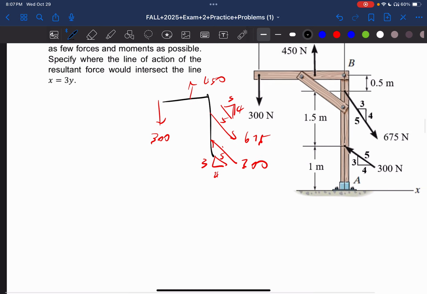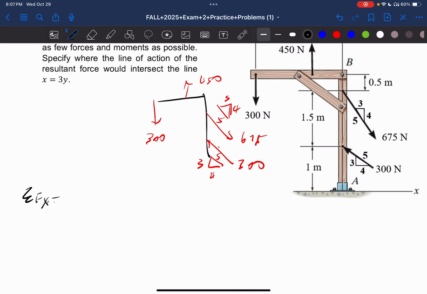So let's do the sum of the forces in the x direction first. This is going to be equal to these forces. We can neglect the ones that are not here. This one right here is going to be in the positive direction. I'll also draw this, because if we don't draw this, we'll lose points too. This point right here is the positive direction, and this is going in the negative direction. So we have 675 times 3 over 5 in the positive direction, minus 300 times 4 over 5, since this is going in the negative direction.